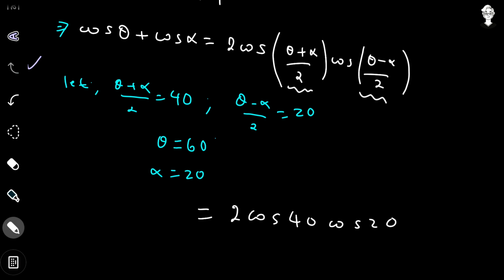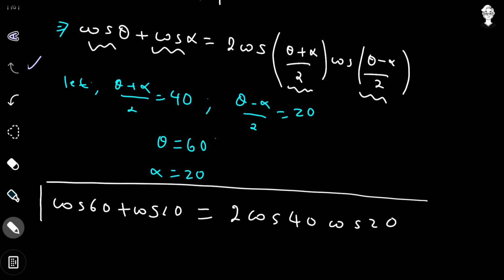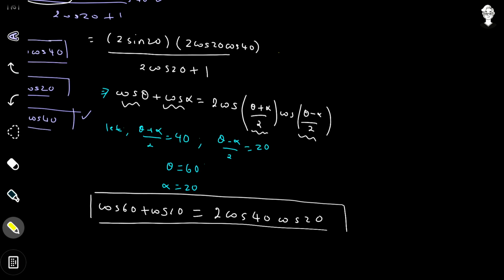And the left hand side, that is cos of theta plus cos of alpha, as we have the value of theta and alpha, so it will look this way: cos of 60 degree plus cos of 20 degree. So here we have got the value of 2 times cos 40 multiplied with cos 20, that is cos 60 plus cos 20. So here is the last step where we stopped. Then we applied this trigonometric identity and got this particular thing.